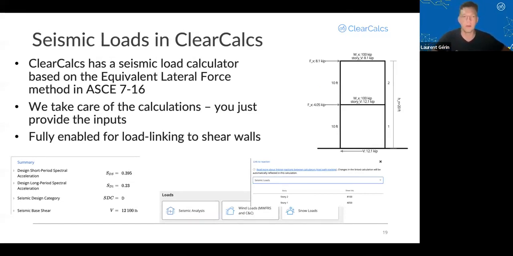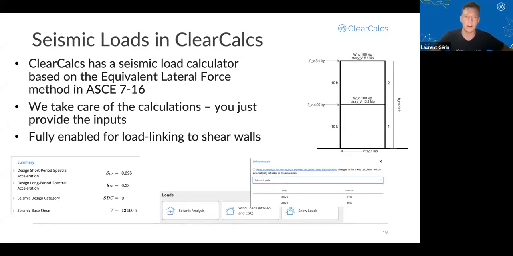You're going to be able to put in your parameters, put in your weight and all that. We'll take care of the calculations. And at the end, you'll basically get your seismic shears per story, and you'll see them on a nice diagram. And the cool thing is, for those of you who are familiar with ClearCalcs, these work with load linking now. You can load link all the way to your shear walls. So if you change, say, your seismic weight, you'll be able to be confident that your shear walls are actually going to be updating for those new loads as well. So no more copy pasting loads, nothing like that.